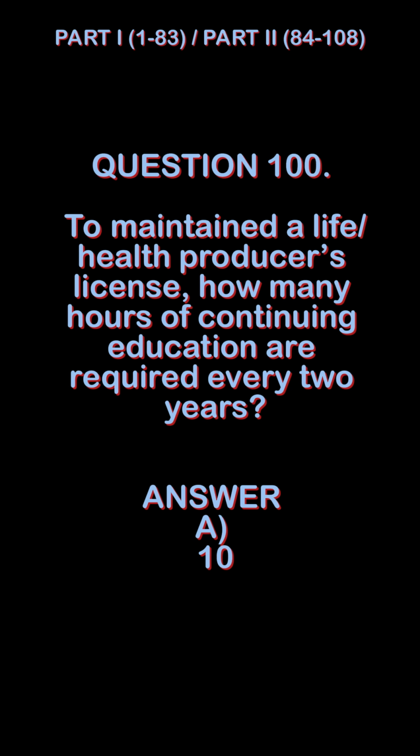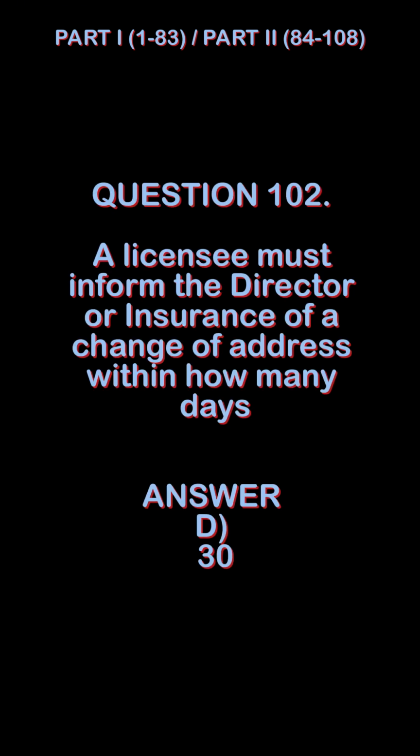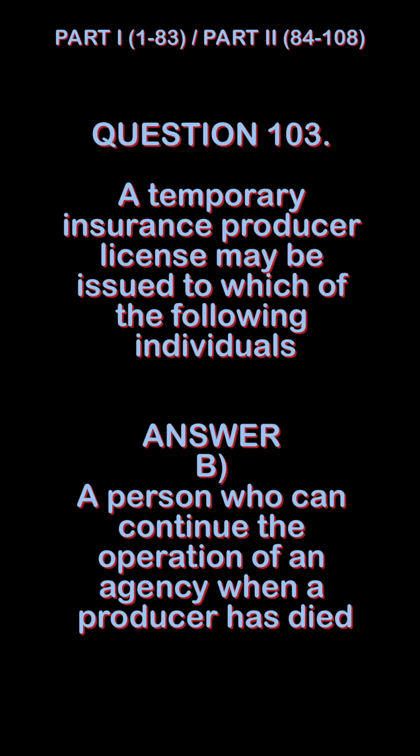Question 100. To maintain a life or health producer's license, how many hours of continuing education are required every 2 years? Answer A, 10. Question 101. An insurance company formed in Canada would be known in South Dakota as an, answer B, alien company. Question 102. A licensee must inform the director of insurance of a change of address within how many days? Answer D, 30.